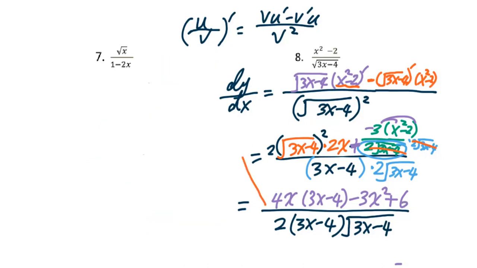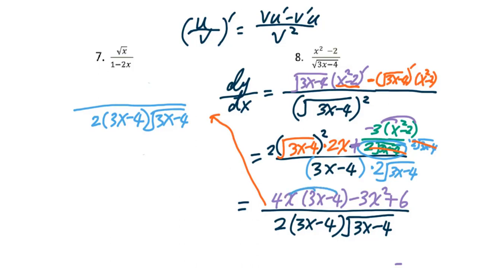Now I keep simplifying here. You will get the denominator 2 times 3x minus 4 times square root 3x minus 4. Then to the top, you will do the distributive property. That will be 12x squared minus 16x. Then combine like terms, you will get 9x squared minus 16x plus 6. This will be the dy by dx for number 8.